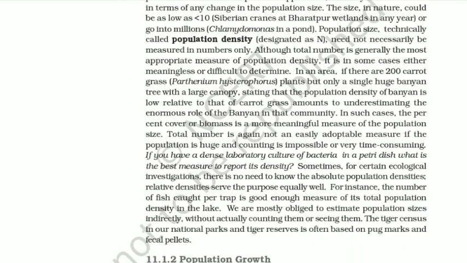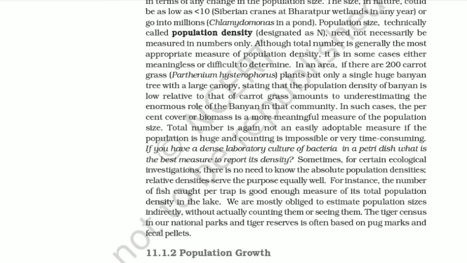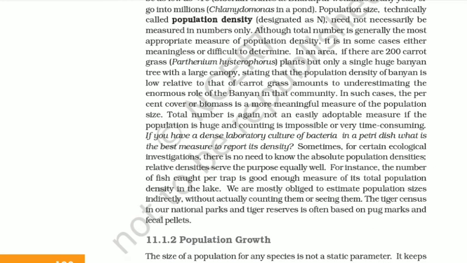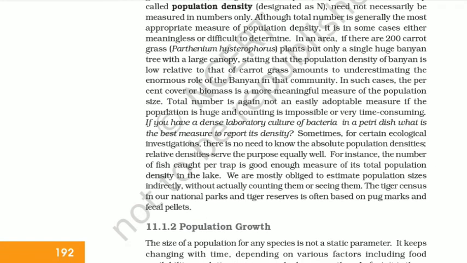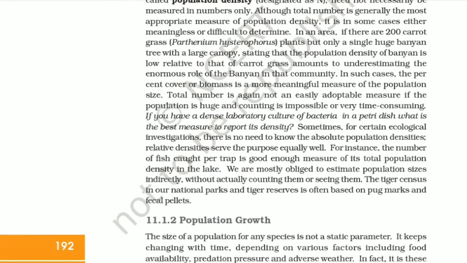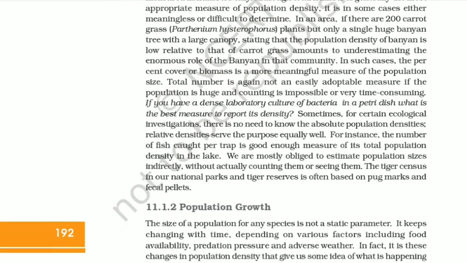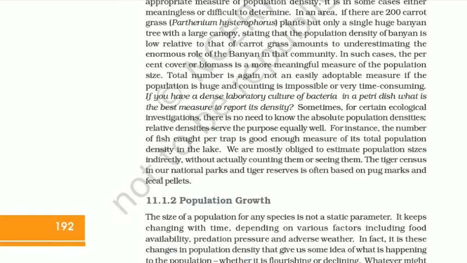Population size, technically called population density, designated as N, need not necessarily be measured in numbers only. Although total number is generally the most appropriate measure of population density, it is in some cases either meaningless or difficult to determine. In an area, if there are 200 Parthenium (carrot grass) plants, but only a single huge banyan tree with a large canopy.